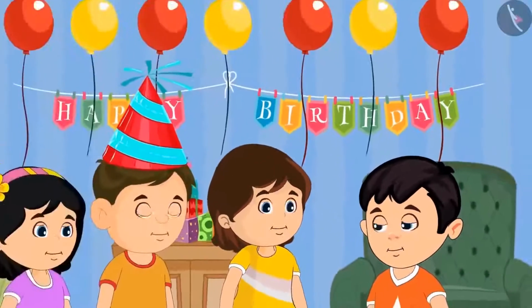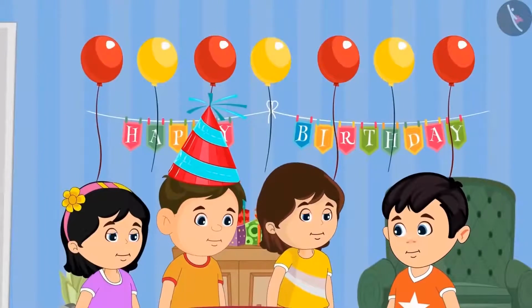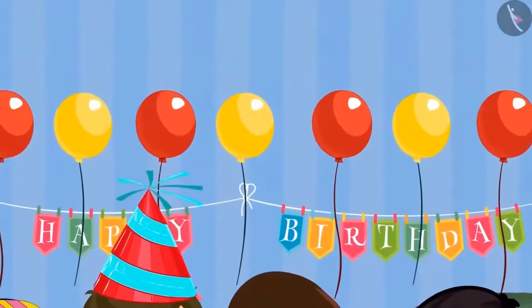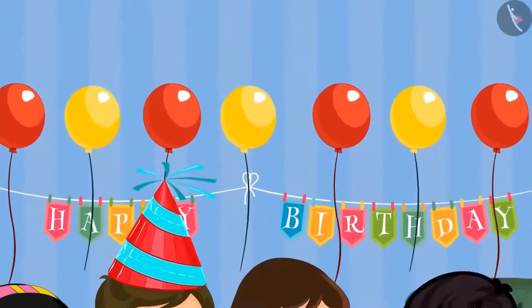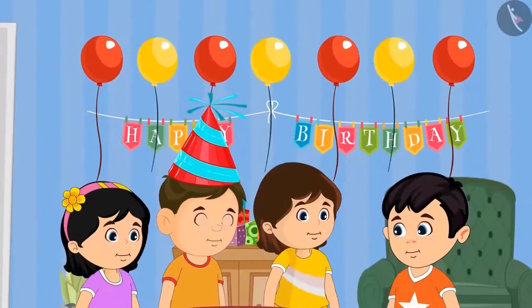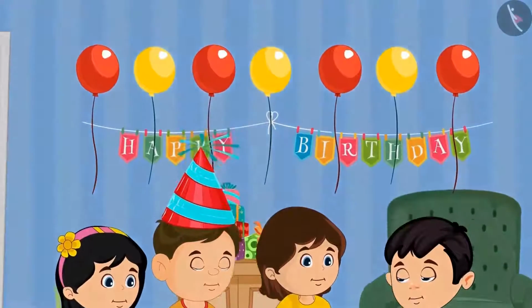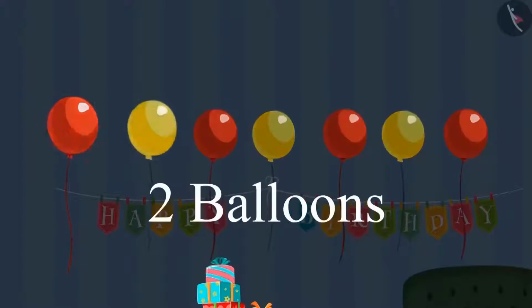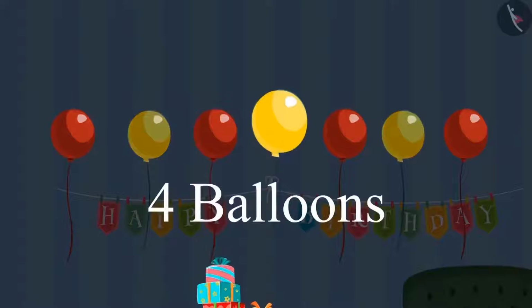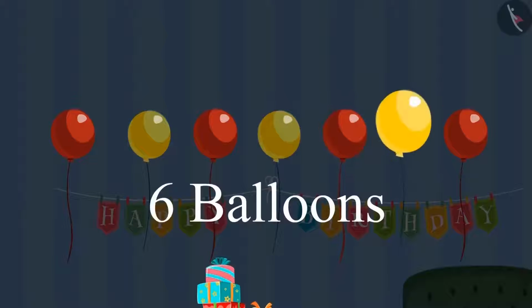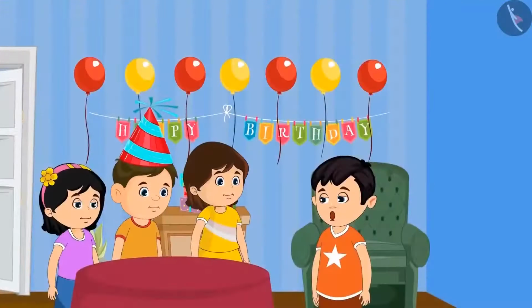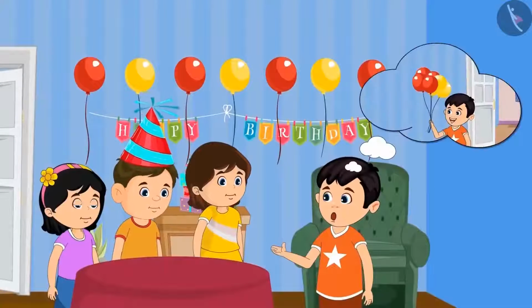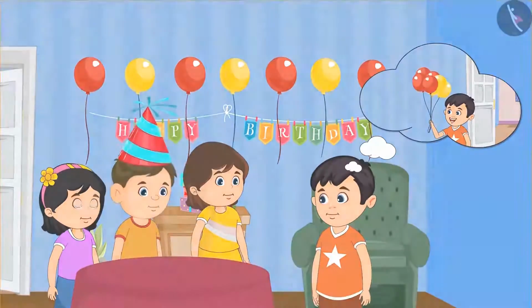Today Chotu has gone for his friend Sonu's birthday party. Look, there are so many balloons. While leaving, Chotu decides to take 7 balloons with him. 1, 2, 3, 4, 5, 6 and 7. Now I will take these 7 balloons home and play with them.